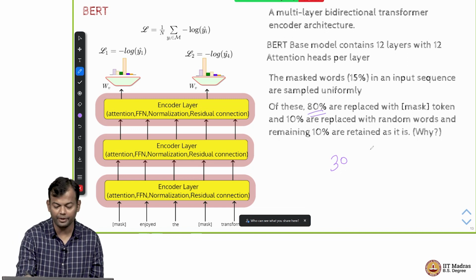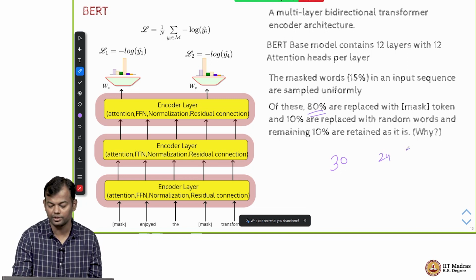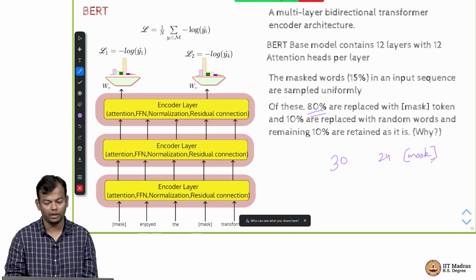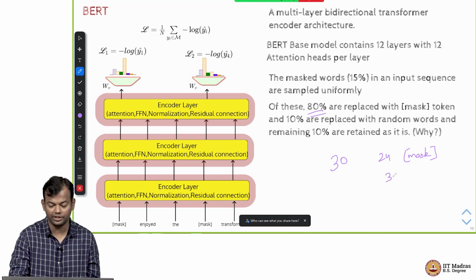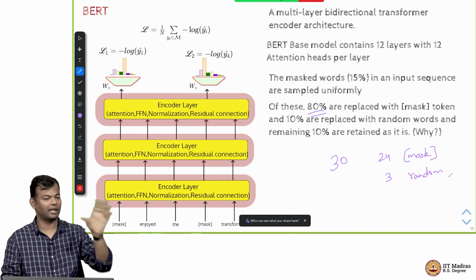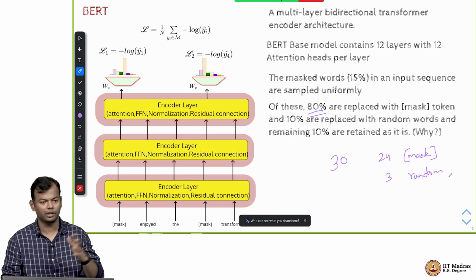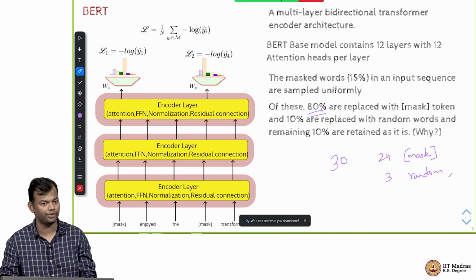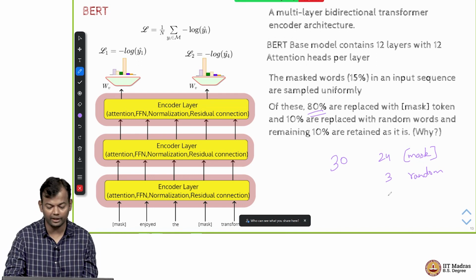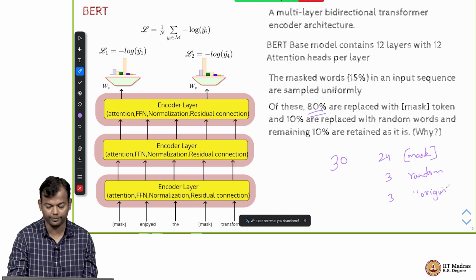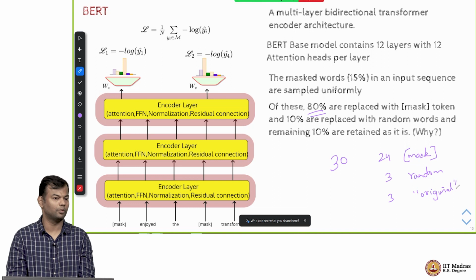Of that, 80% of the words, that means exactly 24 words, would be replaced by the masked token. 10% of the words, which is 3 words, would be replaced by some other random word. Just suppose the original word was cat, you just pick some other random word from the vocabulary, it could be "and", "the", whatever. It does not make grammatical sense, it does not matter, you just randomly substitute a random word. And in another 10% of the cases, you keep the original word as it is. So this is what they had chosen.